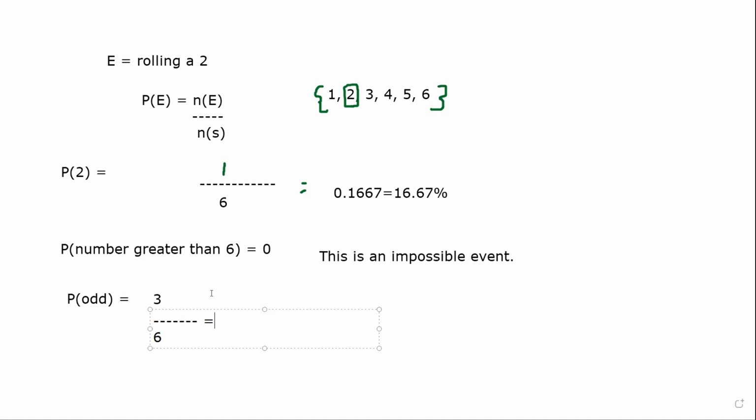And that would be 1 out of 2, if I reduce it. And what percent is that? Do you know what the decimal is for this? 0.5, right? And so that's equal to 50%. 50% chance.